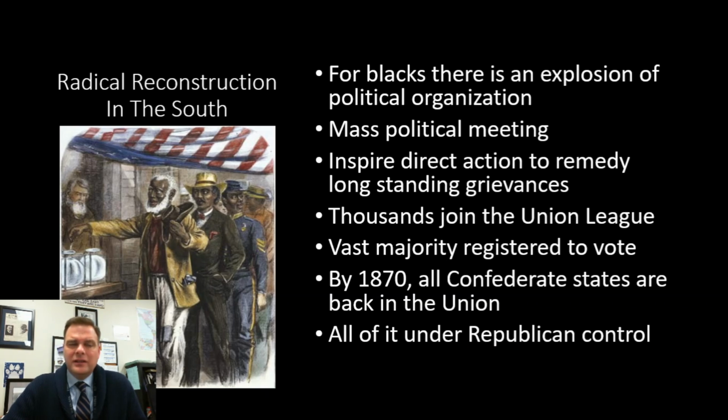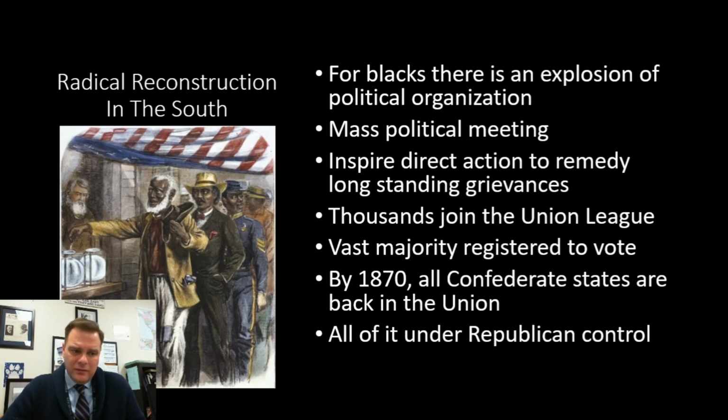Now, when I say politics, most people kind of tune off. But you have to remind yourself, at this time, these people had been marginalized. And so now they were given an opportunity to address long-standing grievances and take their voice to the ballot box. Thousands of African Americans throughout the South will join something called the Union League. The Union League was an auxiliary arm of the Republican Party in the South. Now, by the time of 1870, the former Confederacy, the South, has been brought back into the United States, but it's under these radical Reconstruction Republican governments. And the Republican Party, like I said, controls all of it.